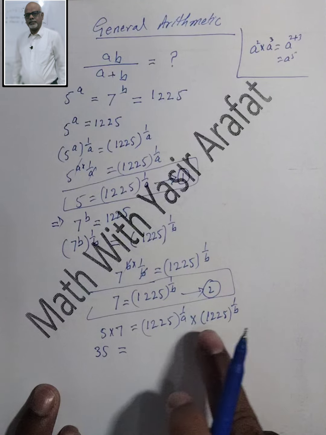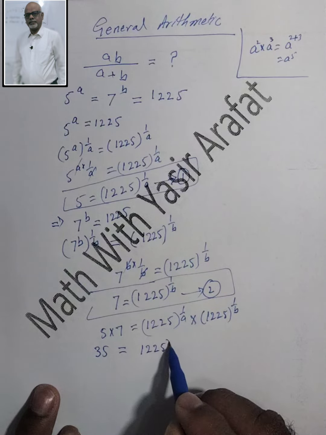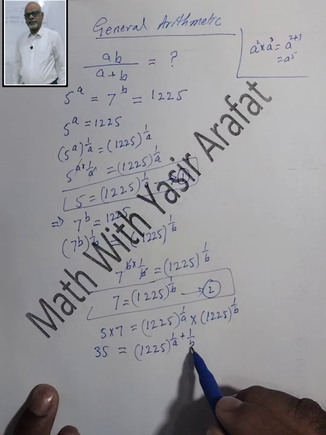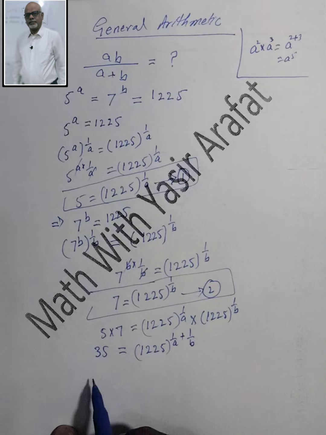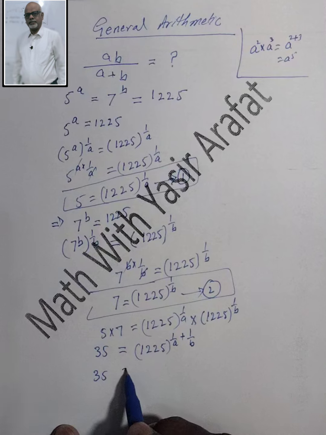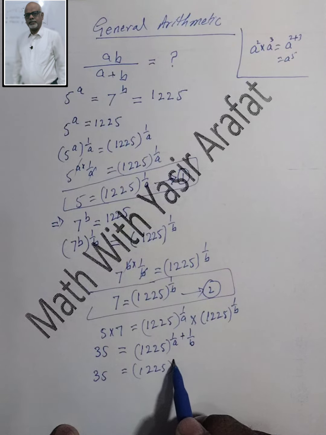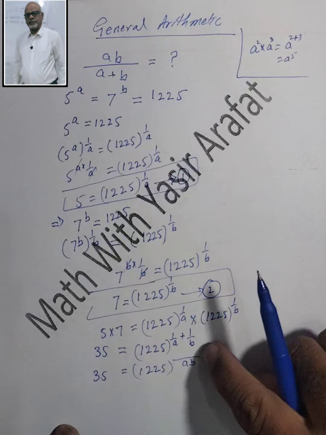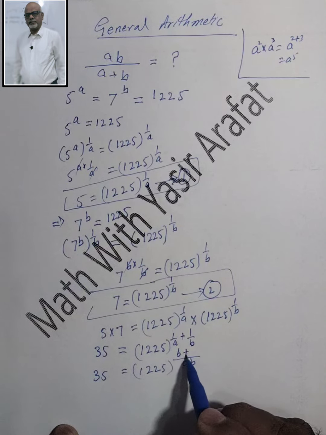Using the same rule here, we have the same base 1225, so the power is 1 over a plus 1 over b. Now we have to take out the LCM. So 35 equals 1225 to the power 1 over a plus 1 over b. Now take out the simple LCM, a multiplied by b. This is ab, and then b multiplied by 1 and a multiplied by 1, so this is b plus a.